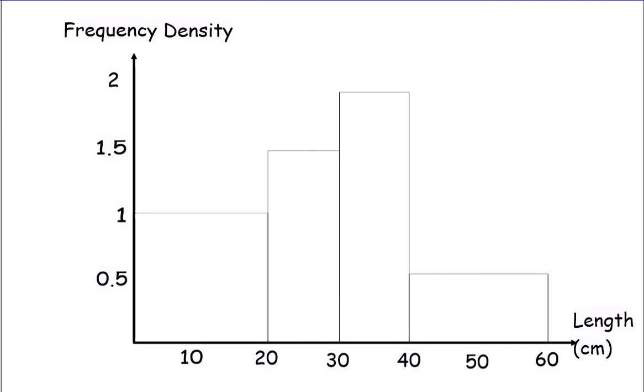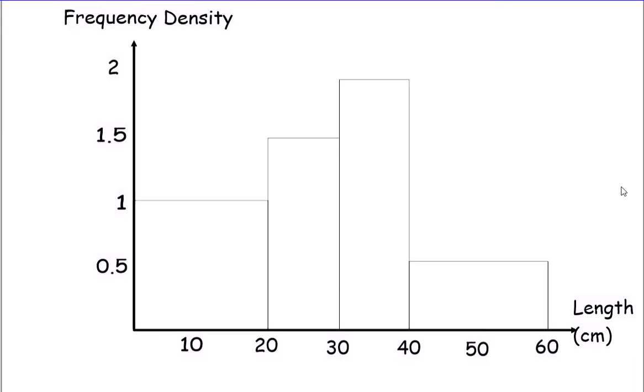Okay, here's a histogram then, and it's measuring the length of something, maybe the height of a plant, or the length of a twig, or the length of somebody's hair, it doesn't really matter. So we've got all different bars of different widths, and we're going to work out how many people there are in each bar and how many things there are in this survey. So all you've got to do is find the area of the bars, and they're all squares and rectangles, so this should be easy.